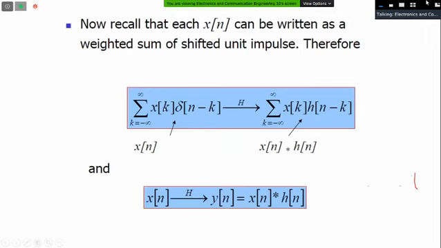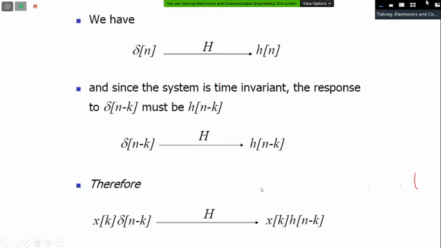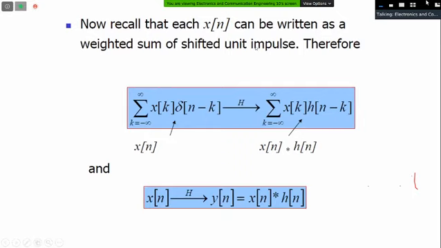Now, I can represent any x[n] as the input, any discrete time sequence, as the scaled version of the delta impulses. And if I apply this type of waveform to a system H, I will get this type of output, which means k going from minus infinity to infinity, x[k] h[n minus k], which is actually the convolution formula. This is known as the convolution sum.